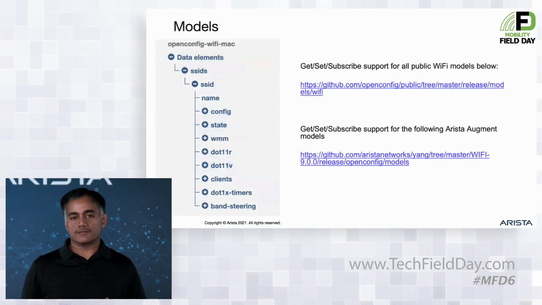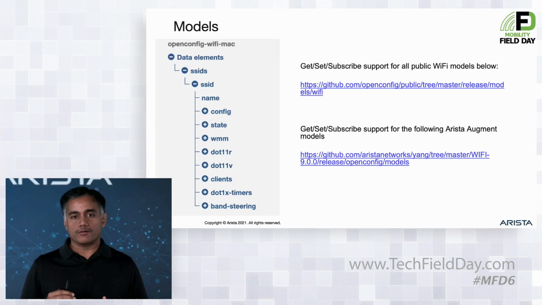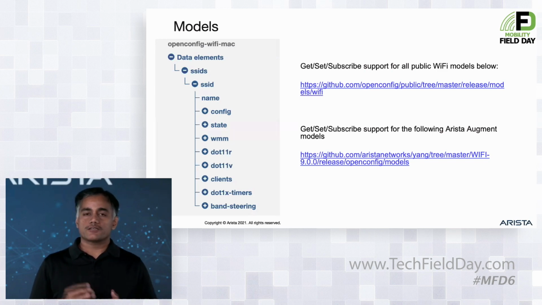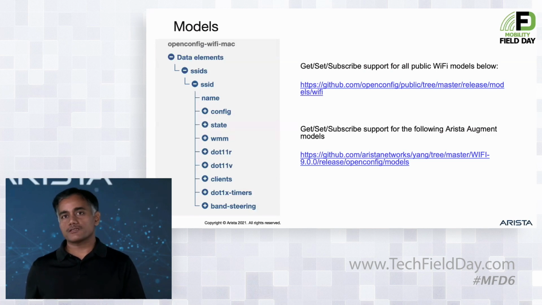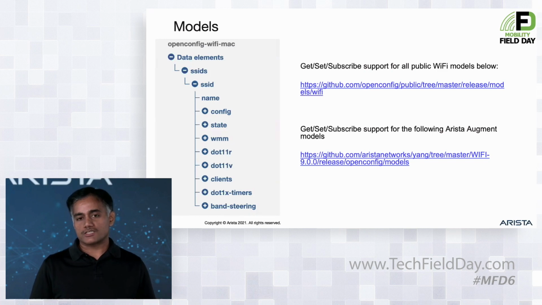The last thing regarding the models that we support. Right now we fully support all the public models for Wi-Fi that are out there on GitHub, in all aspects, be it get, set, or subscribe for streaming telemetry. In addition to those, we also have a lot of augments, certain functionality that is not yet part of the public models, and we have published the augmented models ourselves to enhance functionality and provide that same interface through OpenConfig. We publish these models on GitHub.